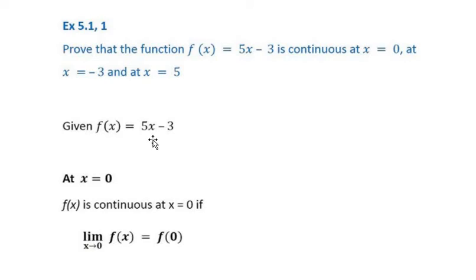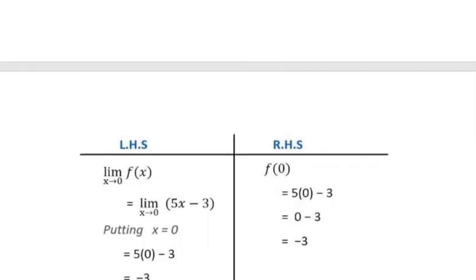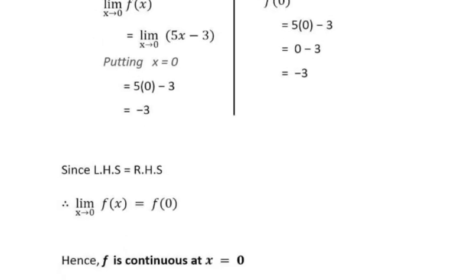Now as you all know, 5x - 3 is a linear function. So instead of finding the left hand side limit and right hand side limit, directly we find limit x tends to 0. And limit x tends to 0 will be 5 multiplied by 0 minus 3, that is -3. And f(0) will also be -3. So we can say that f is continuous at x = 0. Here you can see the solution.